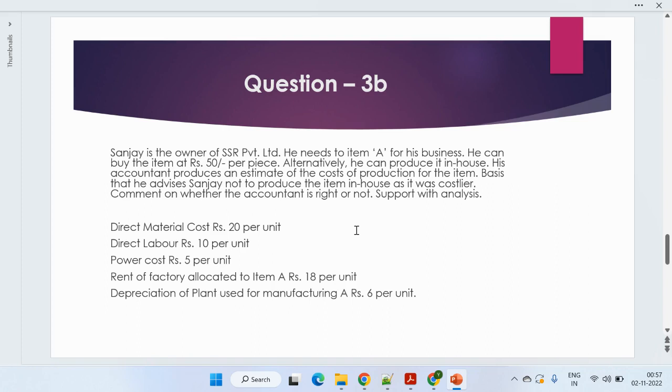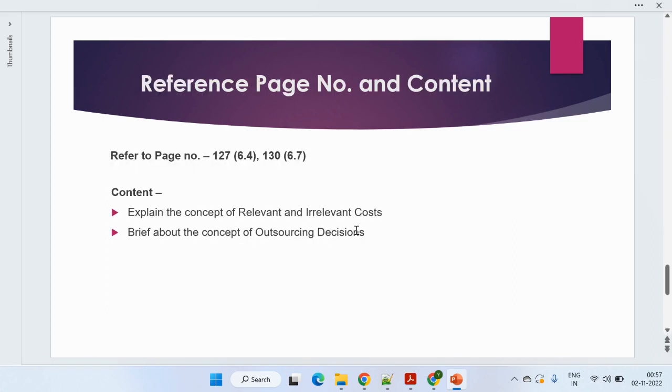So this way you need to explain that in house it will cost you 59 rupees, and if you purchase it from somewhere it will be 50 rupees per piece. So the decision which the accountant is suggesting is right, and Sanjay should go as per the calculation and decision of the accountant. So this way you can answer the third B question.